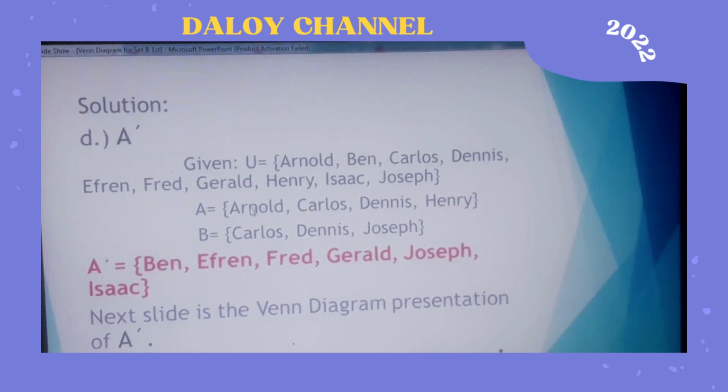So in this case, set A, we have Arnold, Carlos, Dennis, and Henry. As we compare it with the universal set, the names which are not included there, we have Ben, Efren, Fred, Gerald, Joseph, and Isaac. So these are the A complement set.